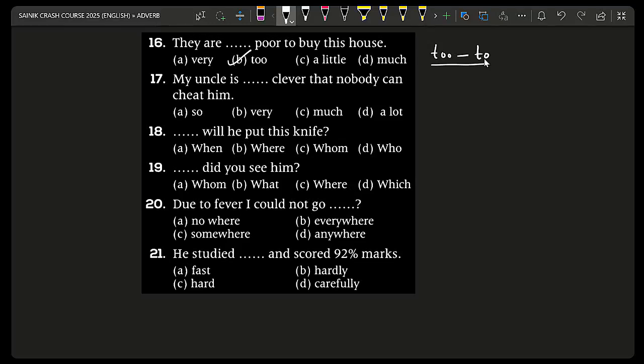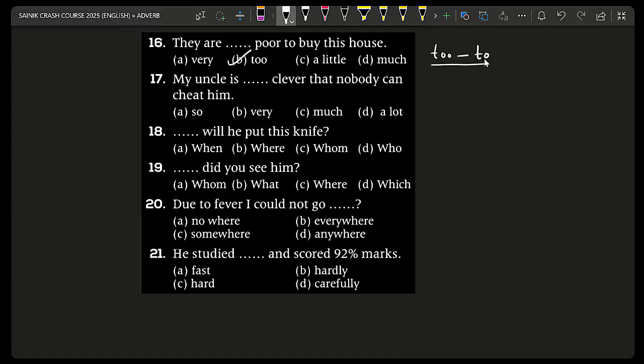Suppose you say the coffee is too hot to take. What does it mean? Positive form of the sentence or negative form? Negative. We are unable to take the coffee because it is too hot, right? It shows our inability. Yes, I'm too young to run this much distance. Again, it shows the inability of that person. Now, 17th question, Vishnu. That is the correct answer.